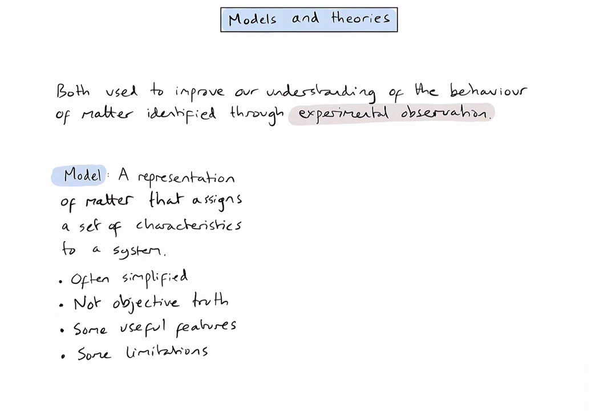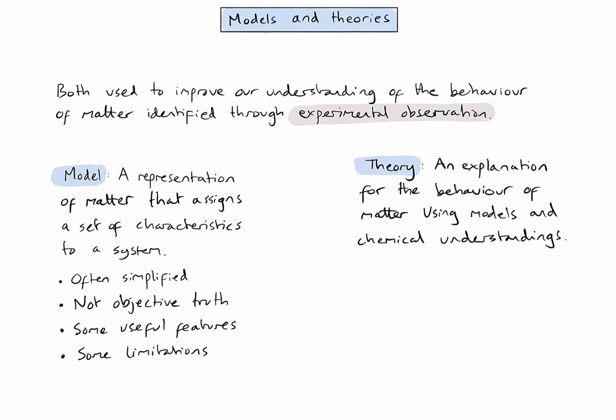Theories, on the other hand, are actual explanations for the behaviour of matter, often using models alongside other chemical understandings. Although the intention of a theory is to be true, as you'll look back in history and see, we often adapt them or sometimes even discard them over time. The key part for a good model or a good theory is that they are supported by those experimental observations. Let's have a look at 3 examples.